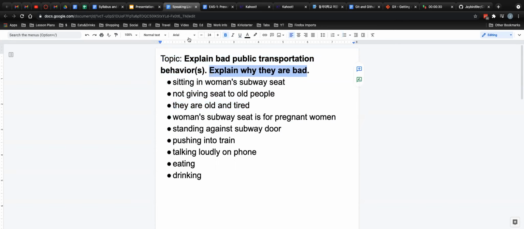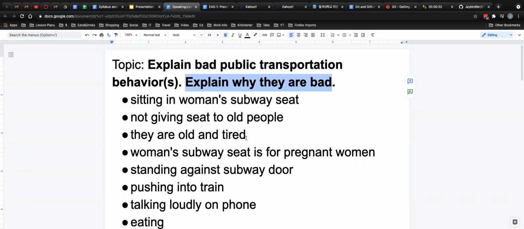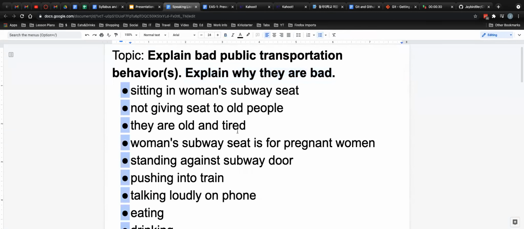Also, on this list, I use dots. Dots are good. Numbers are not good because it looks like there is an order.